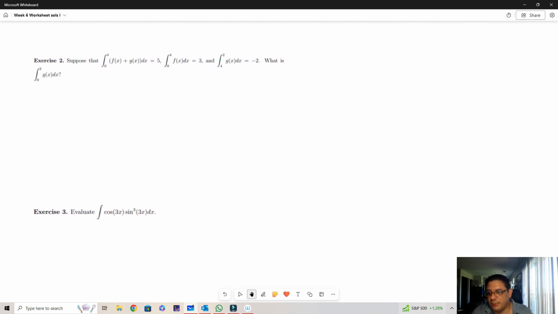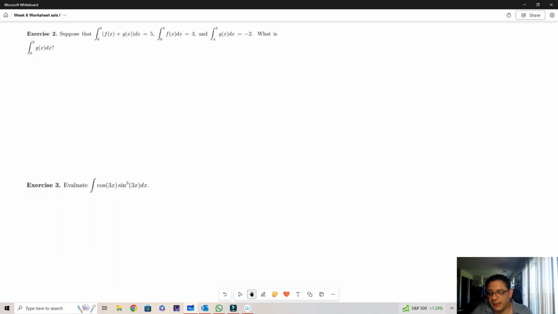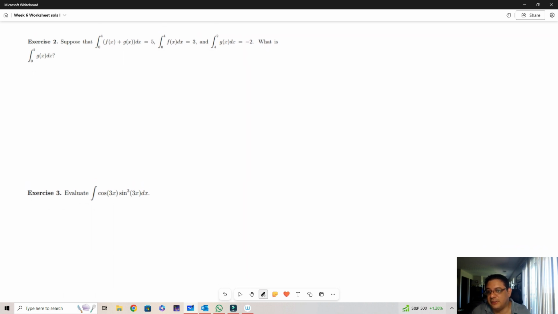Now, question number 2, we have information on the sum of two integrals. We have certain information on the integral of f from 0 to 4, and from 4 to 2 of minus 2. So we want to know what the integral from 0 to 2 of g of x is. The key of this is to find a way of subtracting the information that we have from here.